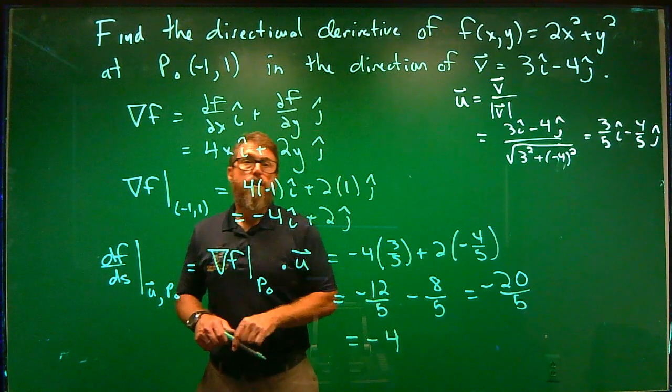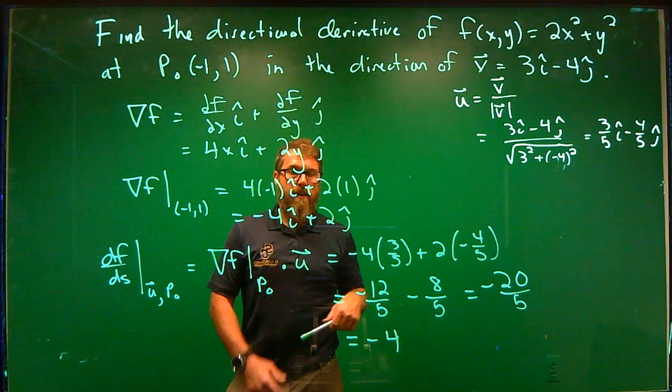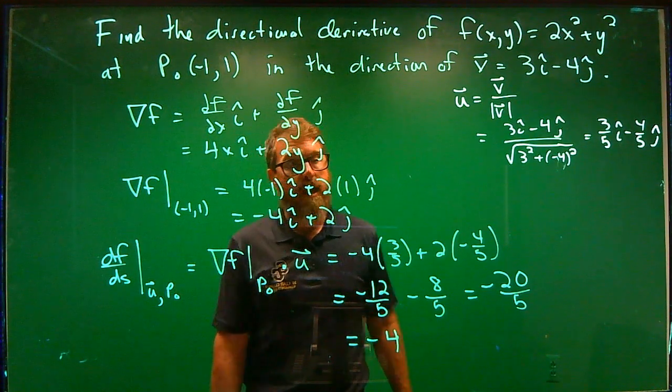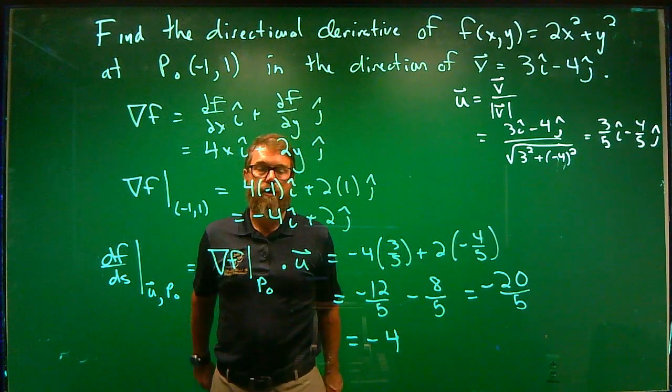So again, what this represents is, just like derivatives, essentially the slope of the tangent line. Well, this is the slope of the tangent line that moves in the direction of u.